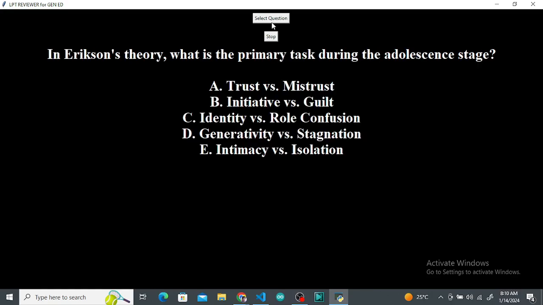In Erikson's theory, what is the primary task during the adolescence stage? A. Trust versus mistrust. B. Initiative versus guilt. C. Identity versus role confusion. D. Generativity versus stagnation. E. Intimacy versus isolation. The correct answer is identity versus role confusion.